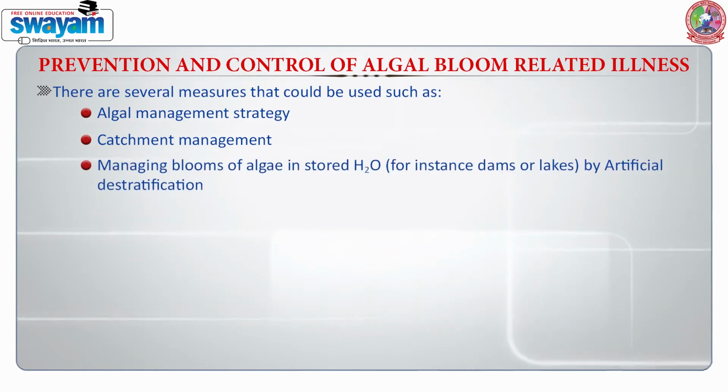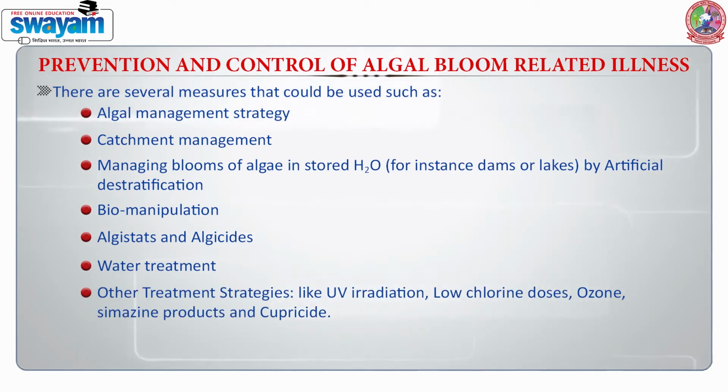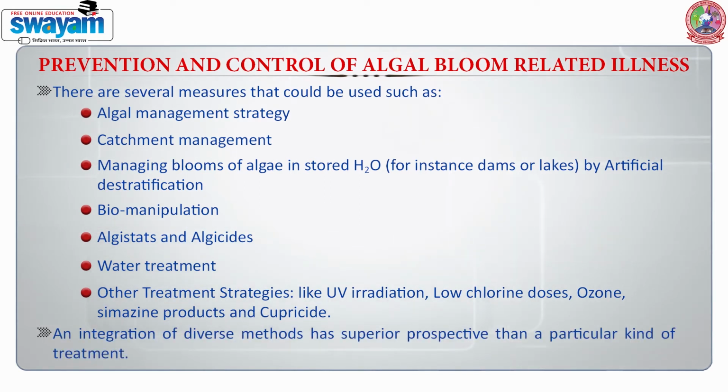Managing of algal blooms in stored water like dams and lakes by artificial destratification, biomanipulation, use of algistats and algicides, treatment of water and different treatment strategies like use of ultraviolet radiation, low chlorine doses, ozone, simazine products and cupricide usage are some of the ways by which we can control the growth of the algal bloom and algotoxin or cyanotoxin production. Integration of diverse methods will give better results than a single kind of treatment.